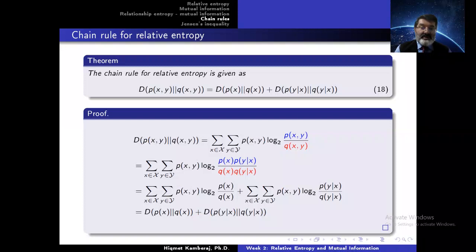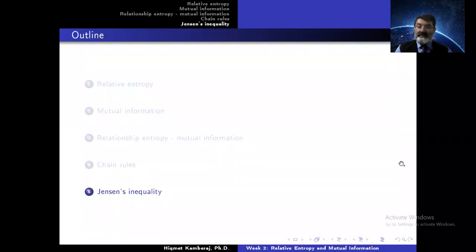However, the first term gives me the relative entropy between the marginals p of x and q of x, plus the second term gives me the conditional relative entropy between p of y given x and q of y given x. And this proves what we wanted to show.